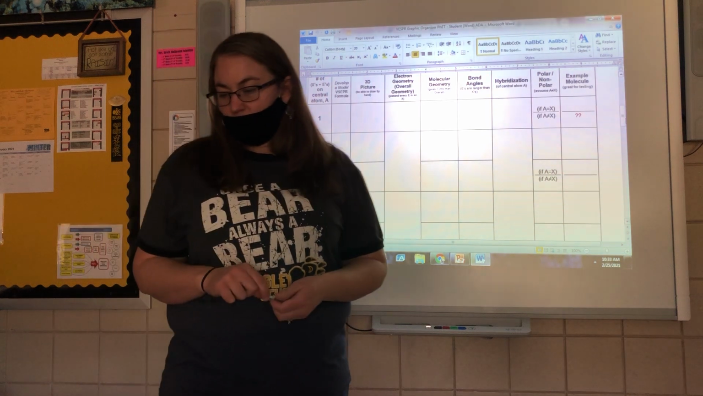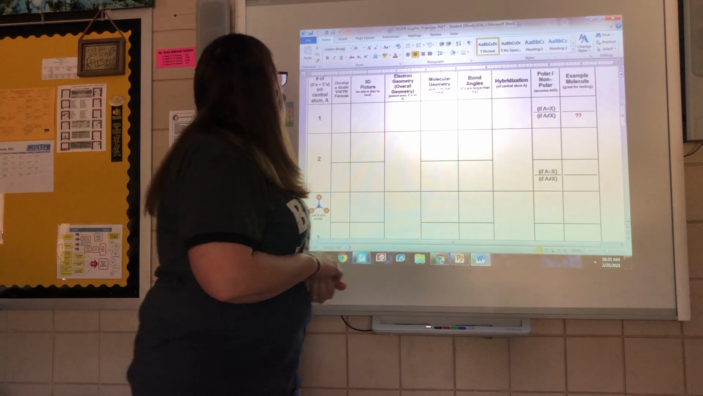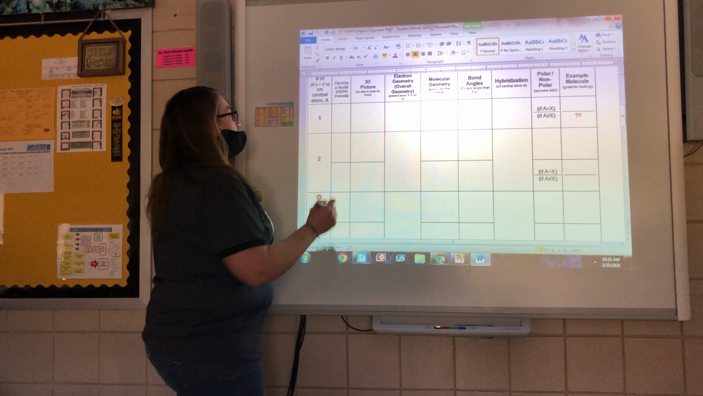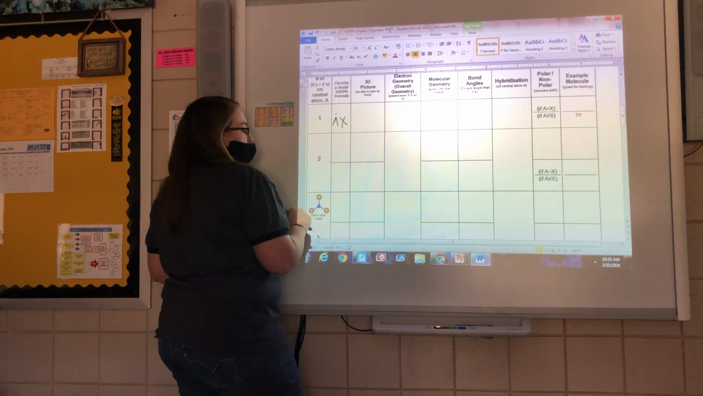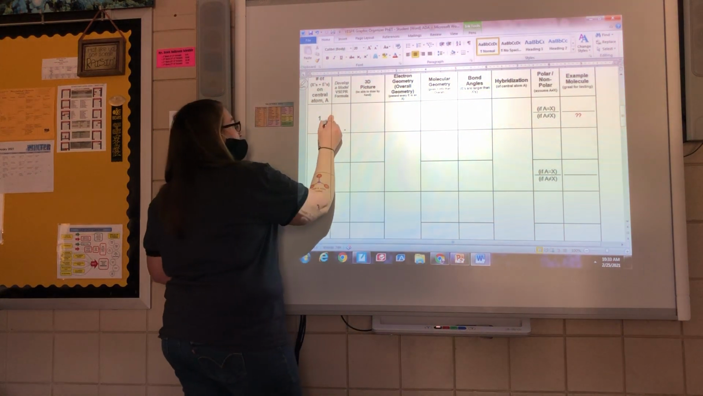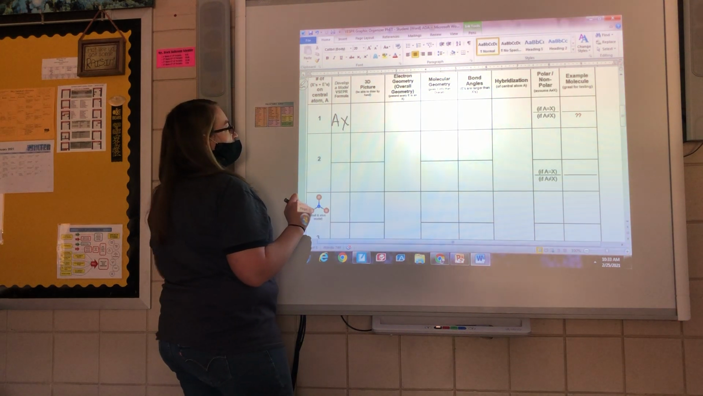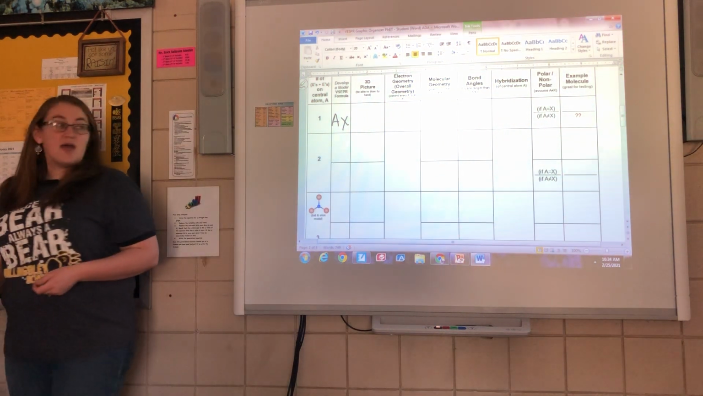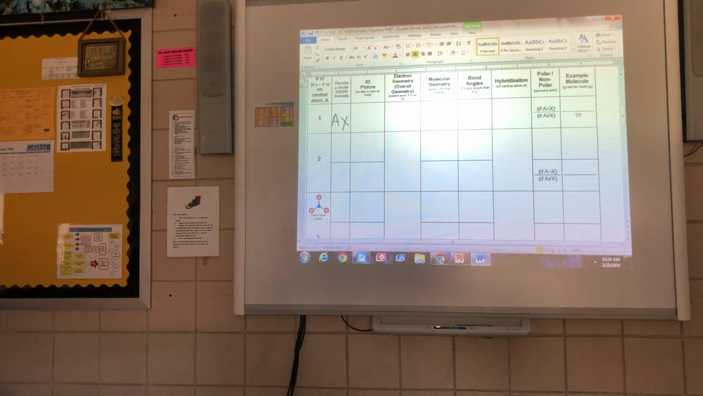All right, so we're going to start with our first one, number one, we're going to start with an AX. Oh, I don't know why I did that. We're going to start with AX. It's shifting after I write. I'm not really sure why. All right, so A and X are representing two different atoms, okay? They're representing two atoms.